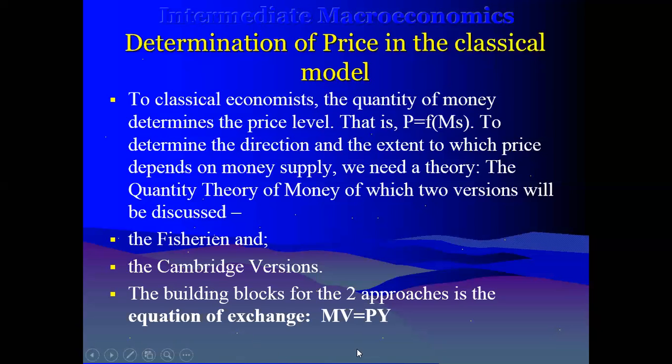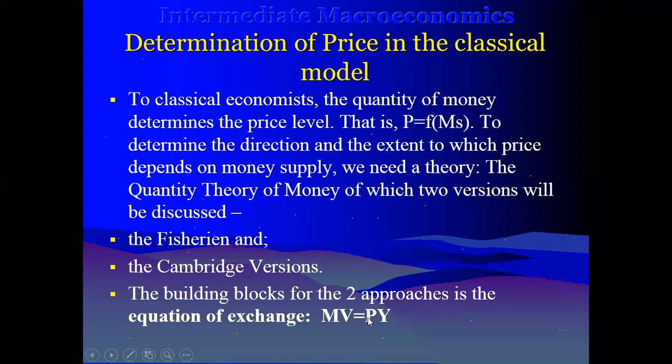So what we'll be working around is the equation of exchange. That's the money supply. M here is what? Money supply. V is the velocity of money, or some call it the velocity of circulation, or the velocity of circulation of money.